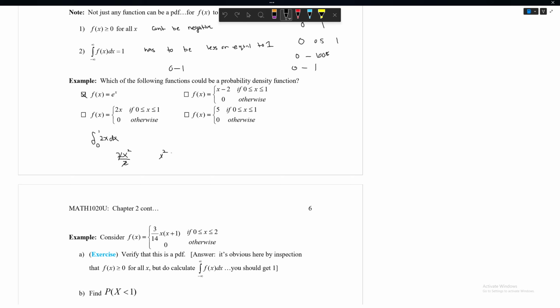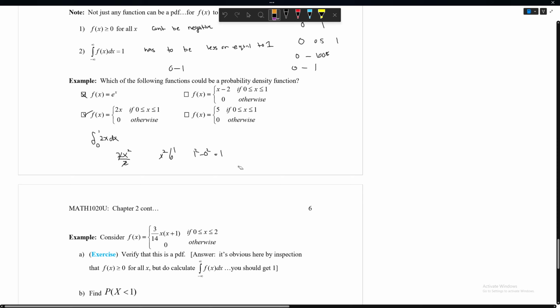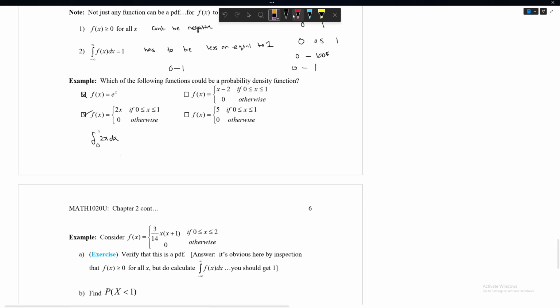Right? So this is from 0 to 1. And I'll do 1 squared minus 0 squared. And this is 1. And so this passes. You see? Pretty simple. Nothing too crazy.